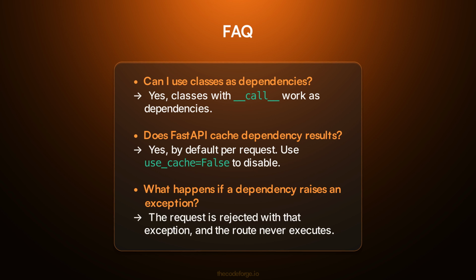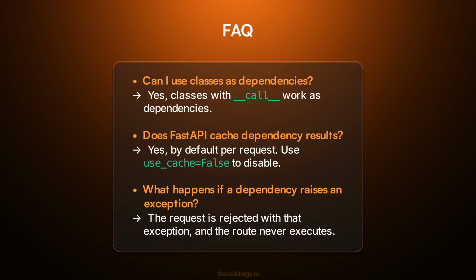And a few frequently asked questions. Can I use classes as dependencies? Yes, classes with __call__ work as dependencies. Does FastAPI cache dependency results? Yes, by default per request. Use use_cache=False to disable. What happens if a dependency raises an exception? The request is rejected with that exception, and the route never executes.